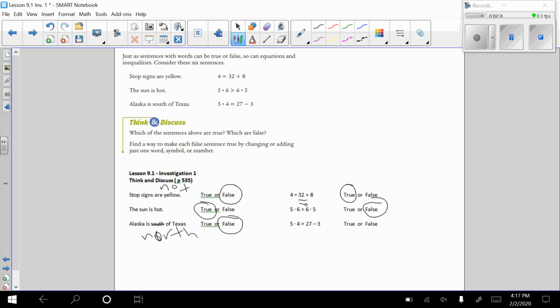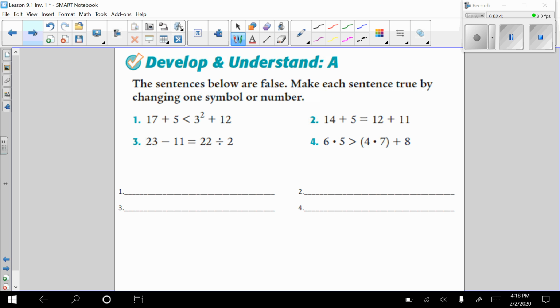And the next one says 5 times 4 is equal to 27 minus 3. Well, 5 times 4 is 20, and 27 minus 3 is 24. So I would need to change that to a less than sign because that is a false statement. Now, these sentences below are false. How do we make the sentences true? By changing one symbol or one number. Okay, we can only change one thing, so how can we do it to make them true?